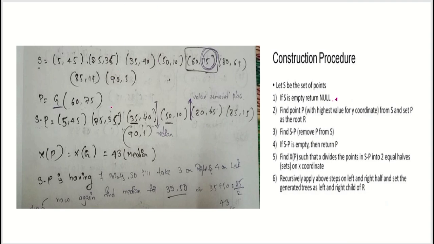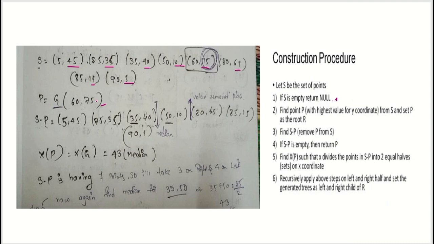See, we need to find the P value. How do we need to find it? Just go and check wherever we find the highest y coordinate, that is our P. See, first is 45, next 35, 40, 10, 75, 65, then 15 and 5. So in this y coordinate, which one is highest? 75 is highest. So I have rounded it, and that is our P value.